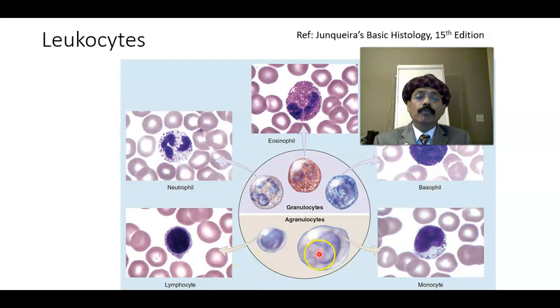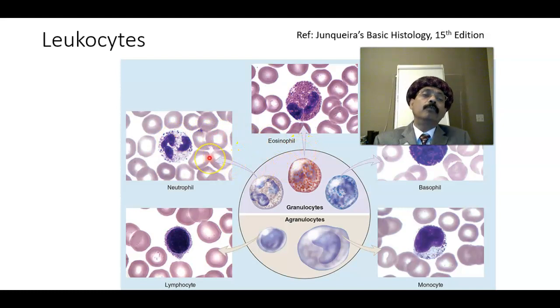But this is a lymphocyte. It has a very large nucleus with a very small peripheral rim of cytoplasm. This is the monocyte here. It has a kidney-shaped or C-shaped nucleus. We have to know that part. The eosinophil takes the red dye, that is the eosin dye. Basophil takes the basic dye. In between, we have the neutrophil. This is the neutrophil.